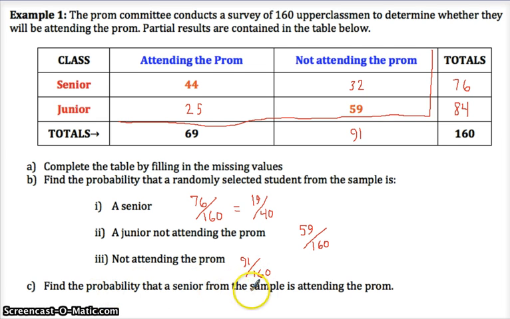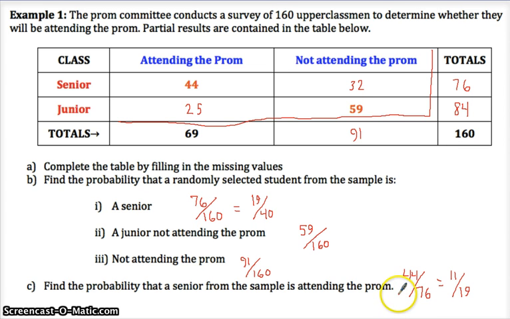Find the probability that a senior from the sample is attending the prom. Okay, so we know we have a senior. Now it's like we're talking about a smaller sample. We're actually talking about among the seniors. What's the probability that a randomly selected senior, so I know I'm in here already, is attending the prom? So that's 44 out of the 76 seniors. That's a different kind of question than part B. Again, I can divide this by 4, so this is 11 out of 19. 11 out of 19 seniors were attending the prom.